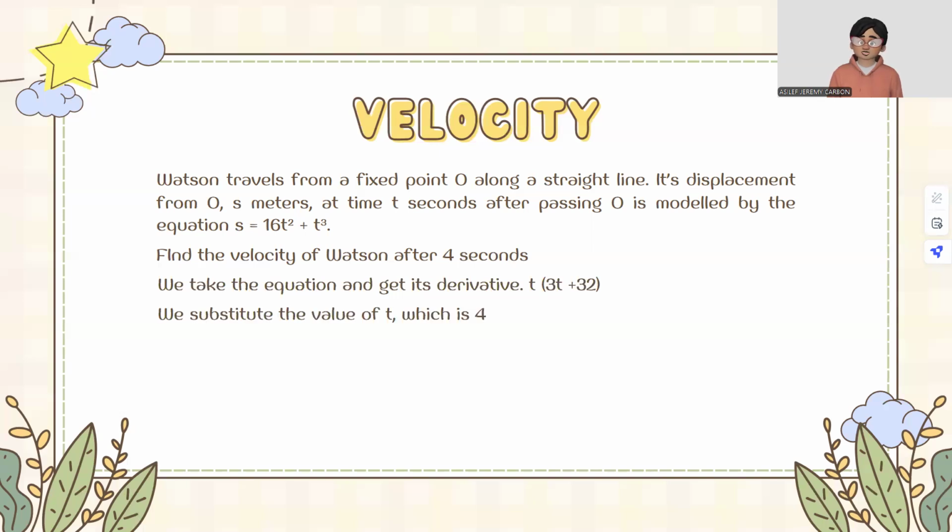Now, with that said, we substitute the value of t to the equation. And we know now that the value of t is 4 because we're finding the velocity of Watson after 4 seconds. We simply put in 4 at any t, and we have the following velocity, which is 176 meters per second.